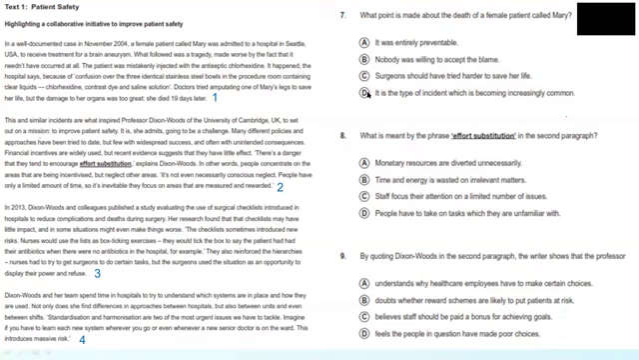By quoting Dixon Woods in the second paragraph, the writer shows that the professor understands why healthcare employees have to make certain choices. Paraphrasing: people have only a limited amount of time, so it is inevitable they focus on areas that are measured and rewarded.